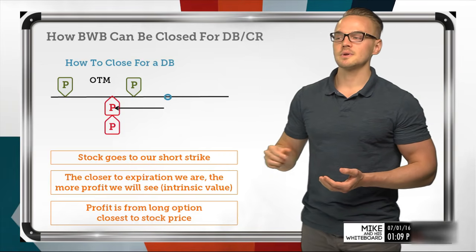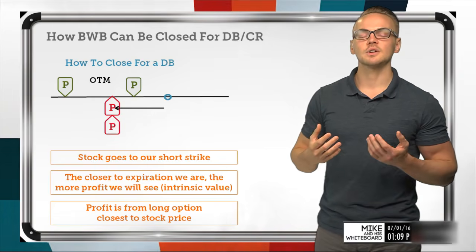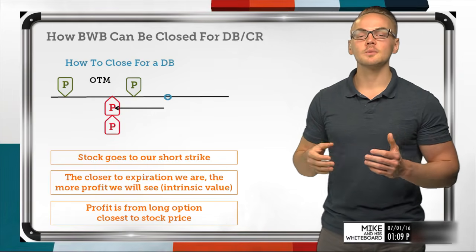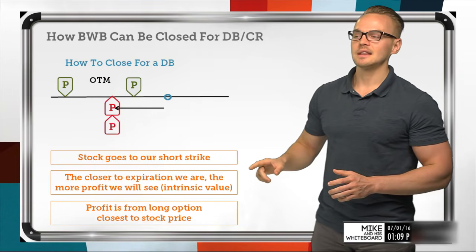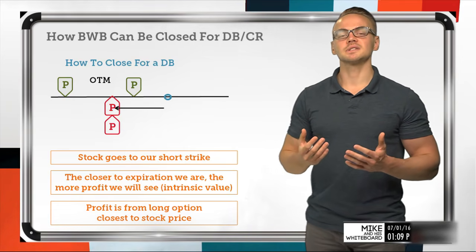So really what we want to review is that the stock needs to go to our short strike or close to our short strike for us to be able to close out this trade for a credit, even though we routed it for a credit initially. And the closer to expiration we are, the more profit we will see. And it's all about intrinsic value.